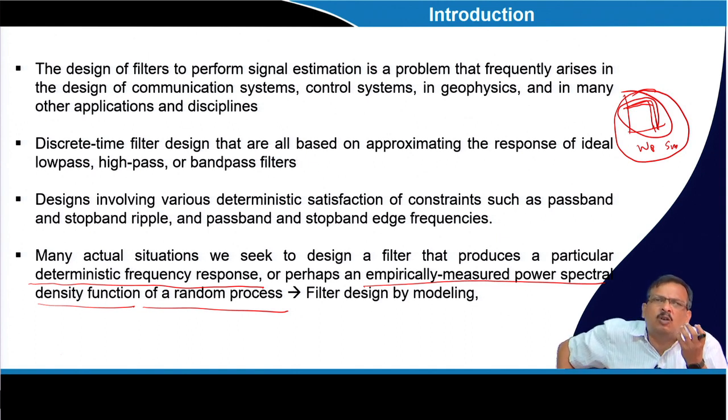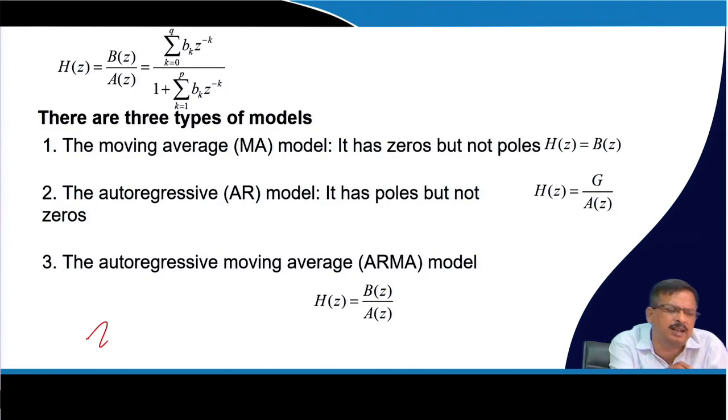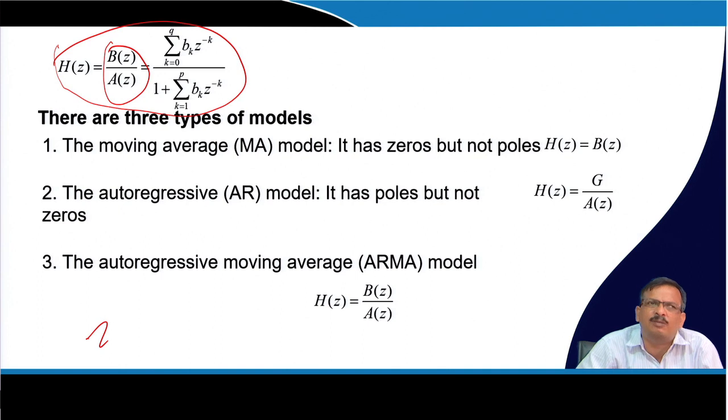Modeling means that when you design a filter, from the desired frequency response we try approximating the desired frequency response and find out the filter coefficients. We do not want that constraint method. We want a modeling based approach. Can I design a filter using modeling? So what kind of modeling? Now what is a filter? A filter is nothing but a transfer function H(z), which is B(z) by A(z). B(z) is the zero position, and A(z) is the pole position.